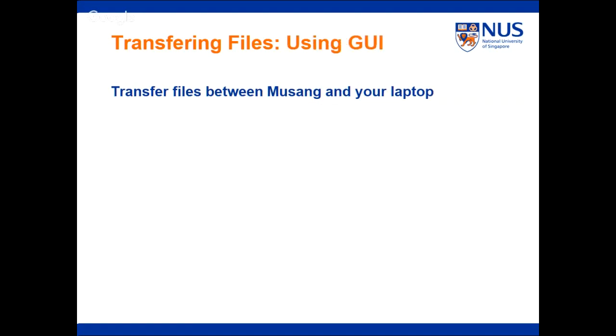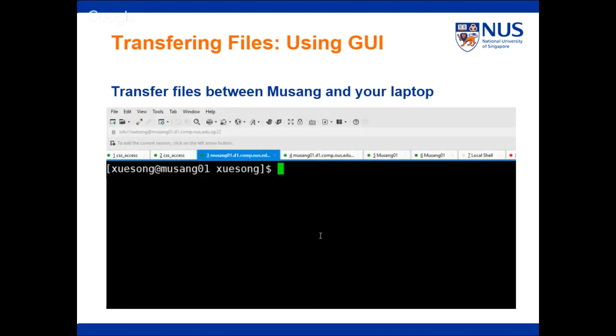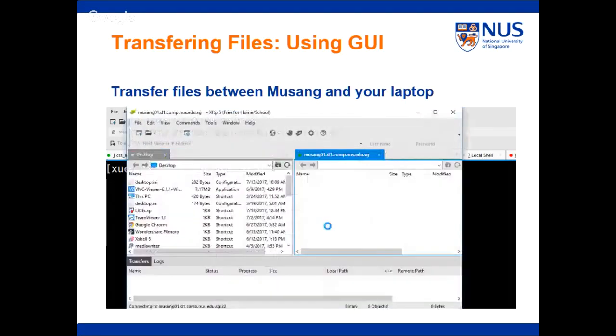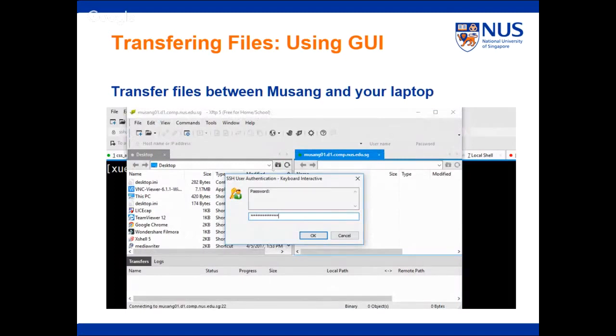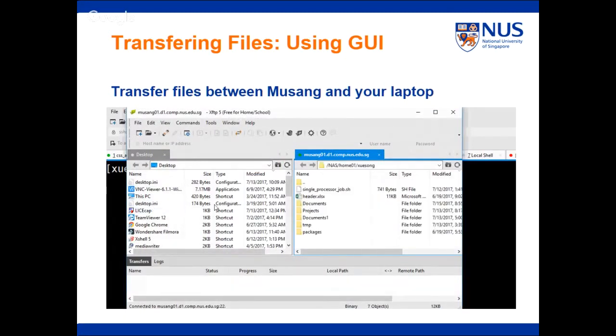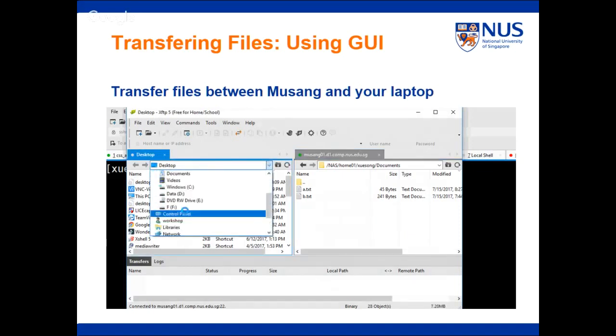And of course, if the SSH client provides you with some GUI, you can just use it. For example, under Xshell, you click on this FTP dialog, right? Access FTP dialog. Then you can have a graphic interface to transfer files in and out. Left-hand side is my local machine, and right-hand side is my home directory on Musan. So it's very easy to use this graphic user interface, right? Just drag it to your local machine and to the server.